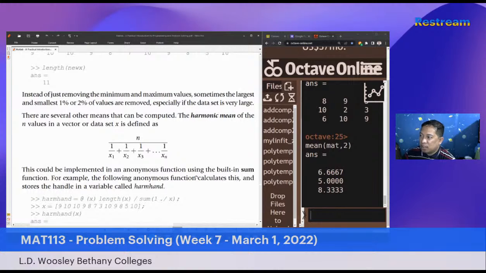Another is our harmonic mean. So we know that the harmonic mean is defined as n all over the sum of the reciprocal of the values. So that's the harmonic mean as specified here.